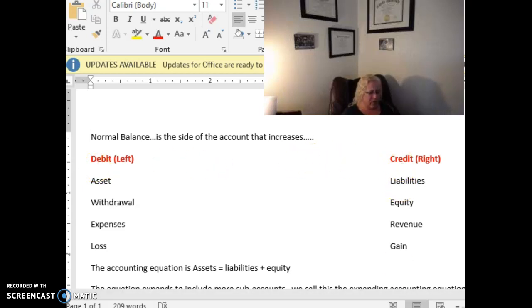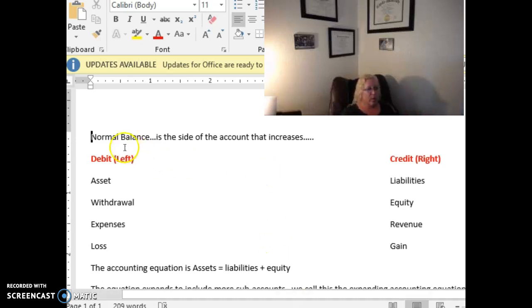You may be used to hearing credit or debit used in a different way, but in accounting, it simply means left and right. You want to try to forget any preconceived notions you might have about what debit or credit means. We all have a debit card, where we're debiting our bank account, so it's withdrawing. You want to forget all of that, okay? And simply remember that debit means left and credit means right.